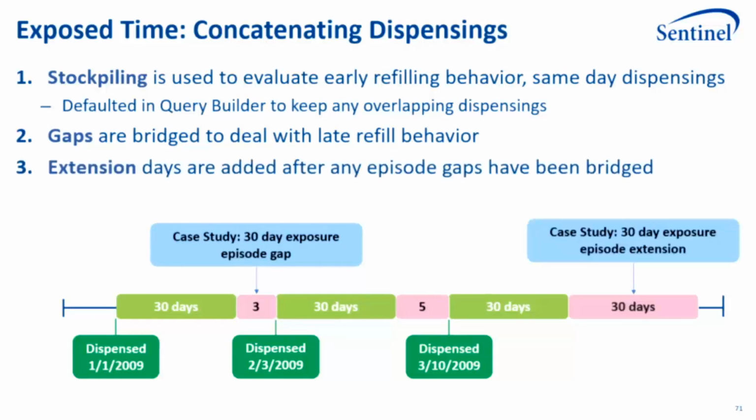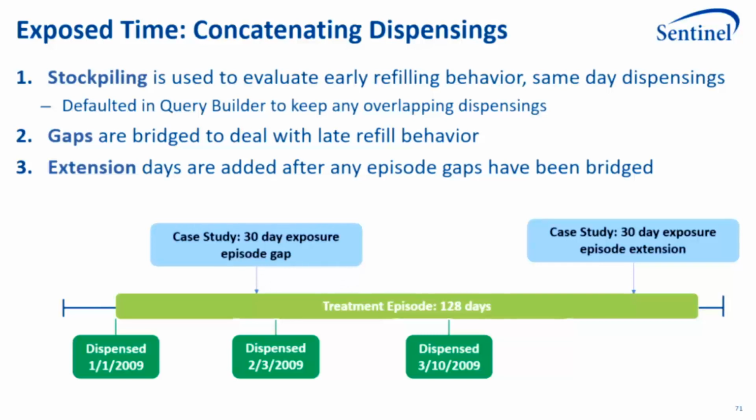Finally, we add on an extension at the end of an exposed period of time to allow us to continue to treat that person as exposed, because we think they're continuing to have evidence of their at-risk time. And so the extension is often set to the exact same parameter as the gap, and we have defaulted to that in the query builder tool. It's set at 30. And so this complete treatment episode, which has these 3 steps, taken in this order, we do the stockpiling first, we look at the gaps second, and then if we have no other allowable gaps, we add an extension to the end.